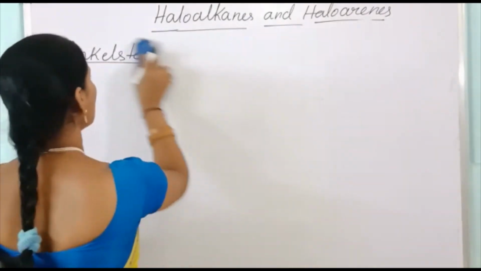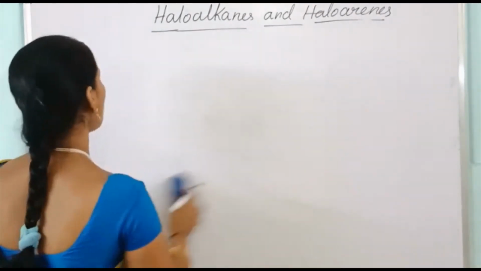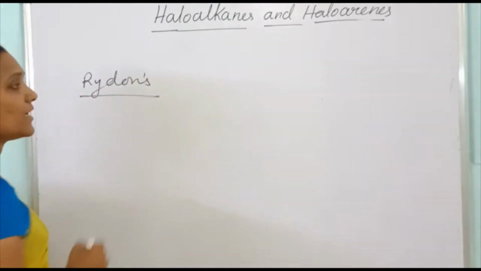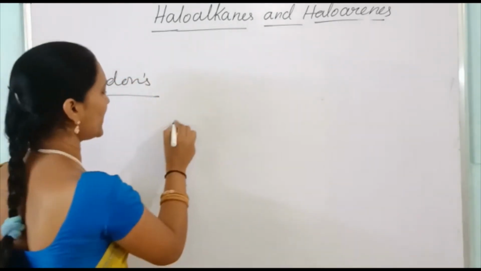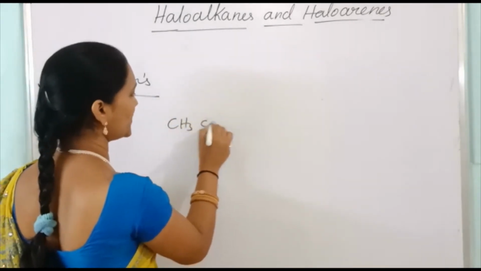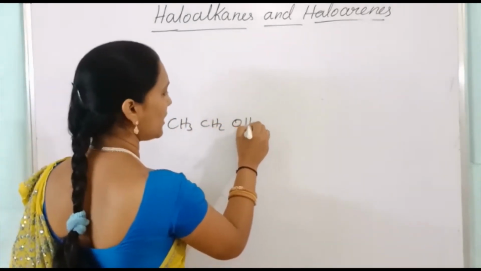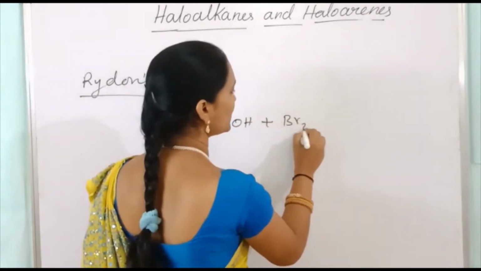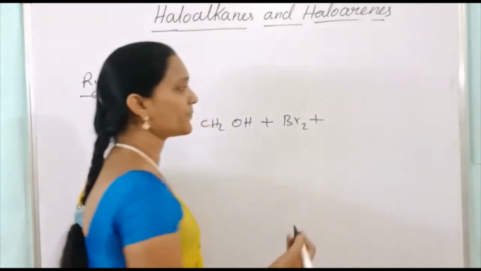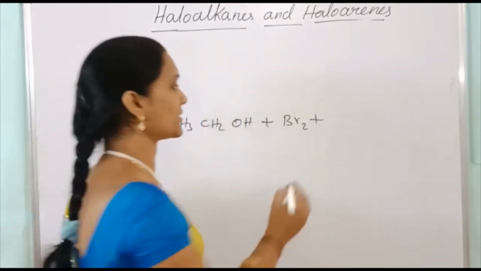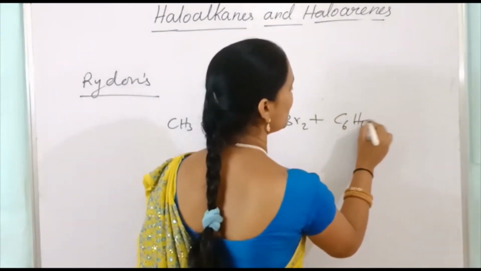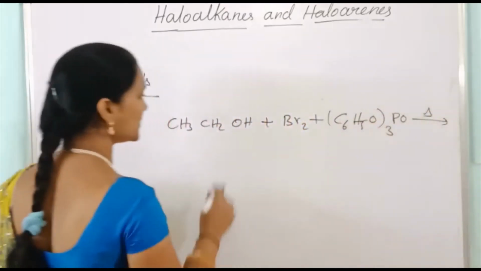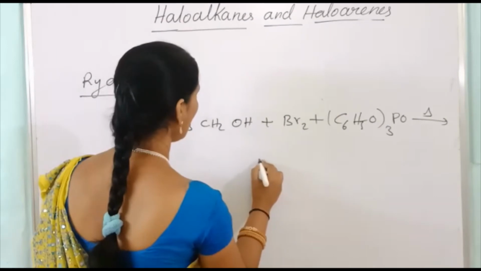And the redox process can also be used for the preparation of these halides. In this process, we just use an alcohol, for example CH3CH2OH. This alcohol is treated with halogen in the presence of triphenyl phosphite, (C6H5O)3P. On heating, the OH is replaced by Br.